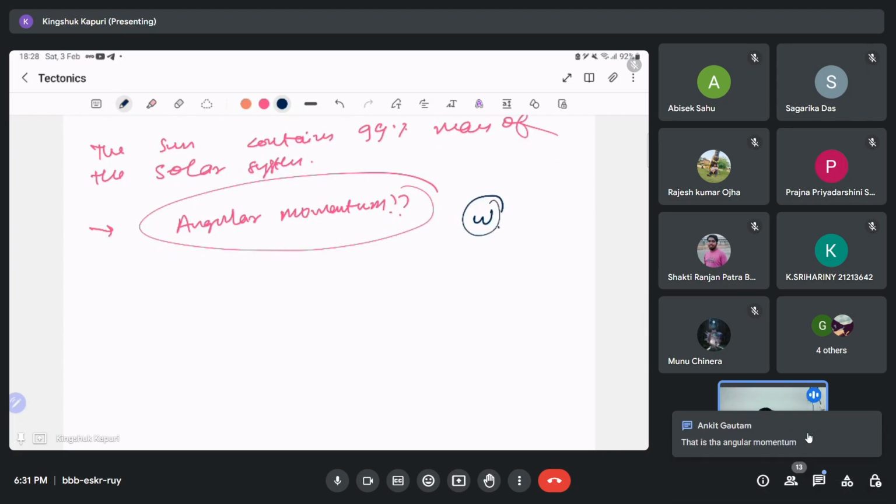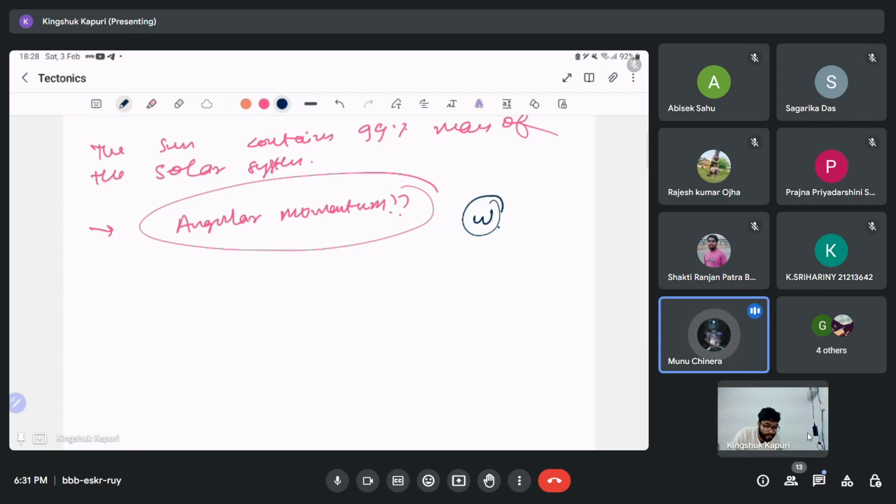Omega. Monu? Yes, sir. Sir, angular, yeah, yeah, yeah, please. Sir, what will happen with the angular momentum? Yes, what will happen with the angular momentum?